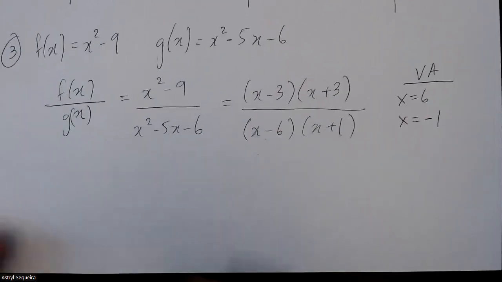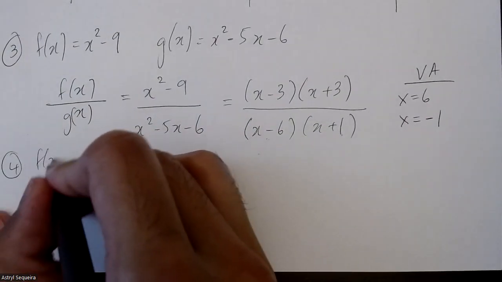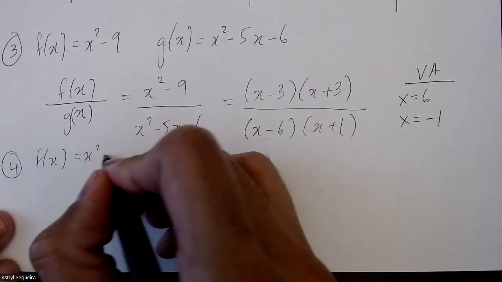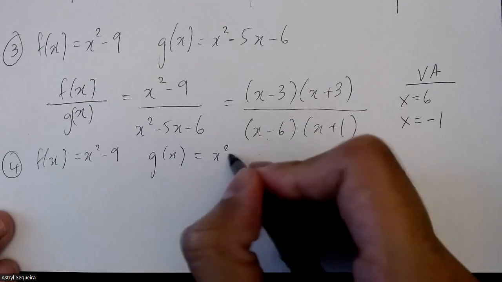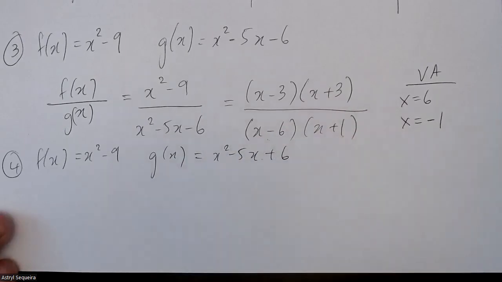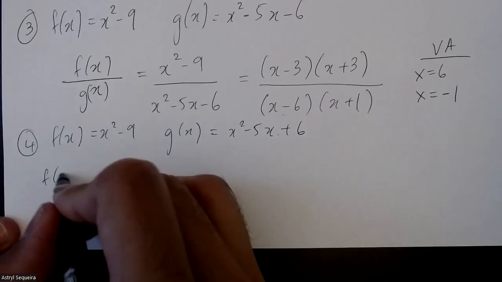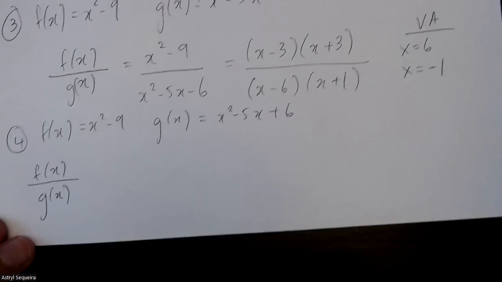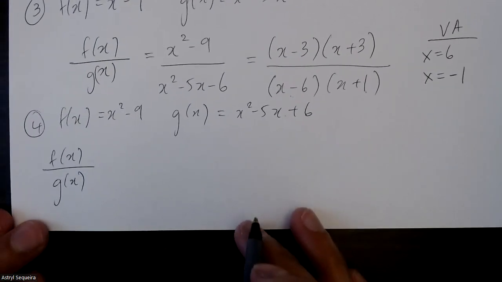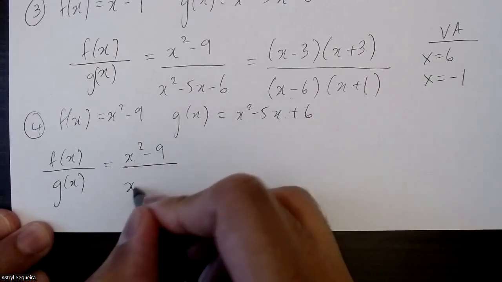Fourth question, very similar. We have two equations, f of x equals x squared minus 9 and g of x equals x squared minus 5x plus 6 this time. And we need to find the equation of the vertical asymptotes of f of x over g of x. So same idea over here. We want to start by just factoring. I'll write the top over the bottom first.